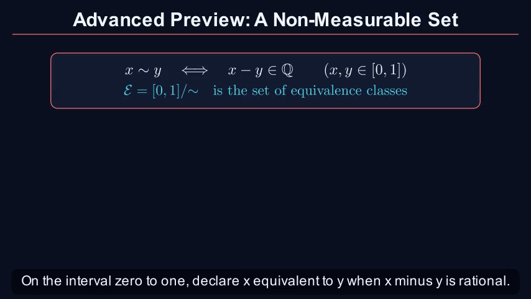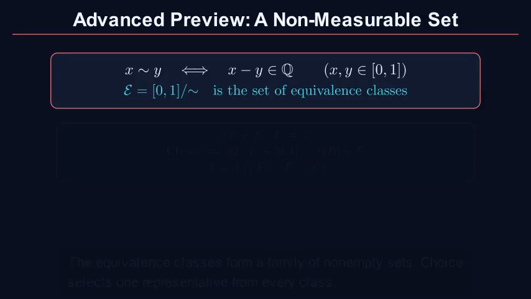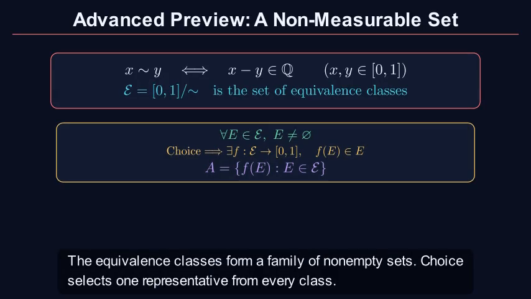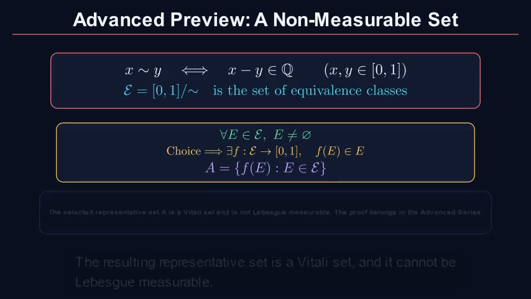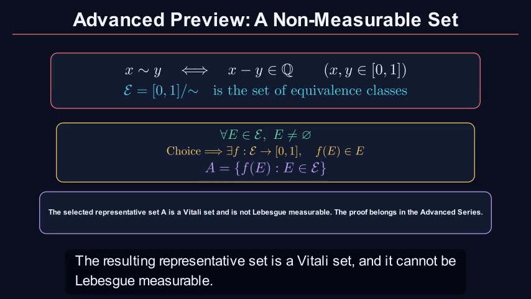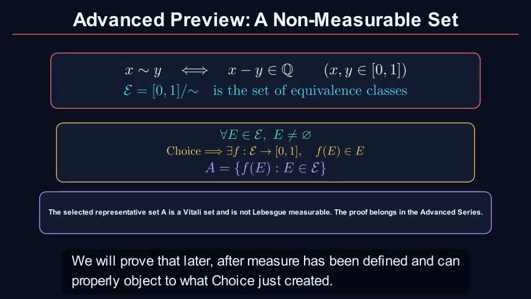On the interval 0 to 1, declare x equivalent to y when x minus y is rational. The equivalence classes form a family of nonempty sets. Choice selects one representative from every class. The resulting representative set is a Vitali set and it cannot be Lebesgue measurable. We will prove that later, after measure has been defined and can properly object to what choice just created.